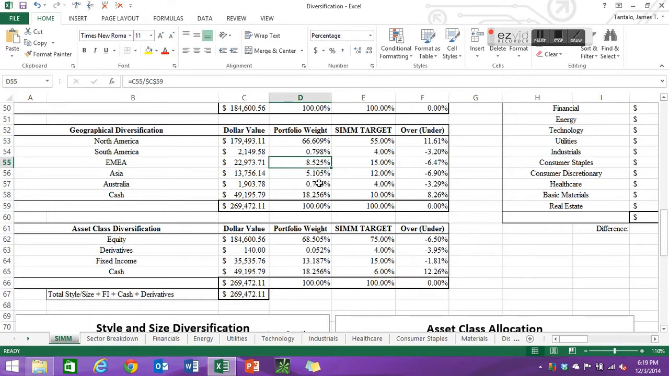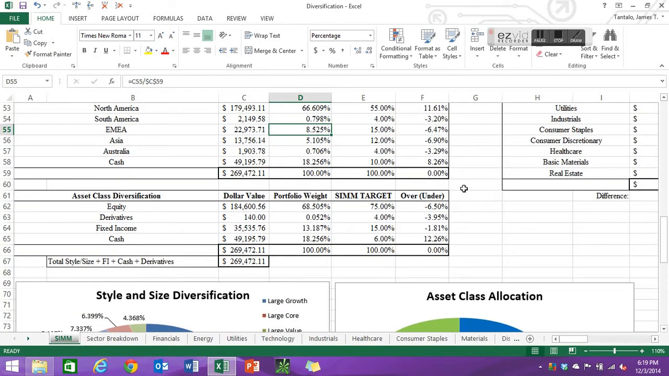If we keep moving down, it's getting a little bit more general as we go along. This asset class diversification, this is basically, we break down our securities into four different things. Well, three different things, and then we add a fourth, which is just cash, money we haven't invested yet. So one of them is equity, and that's what 68.5% of our portfolio is. That's your normal stocks.